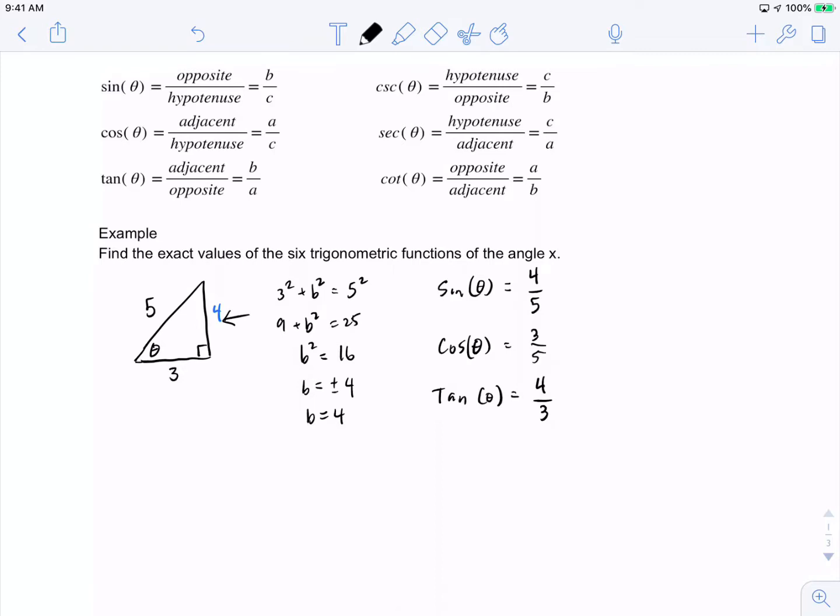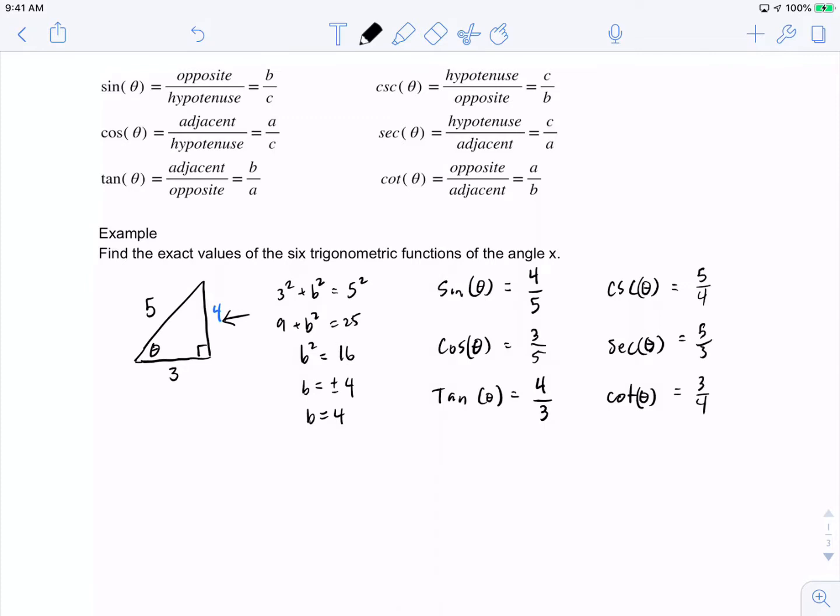And then, like I said, the others are just reciprocals. So then cosecant theta is going to be the reciprocal of sine. Secant of theta will be 5 over 3, and then cotangent of theta is going to be 3 over 4. And that's all 6 trigonometric functions found for that angle.